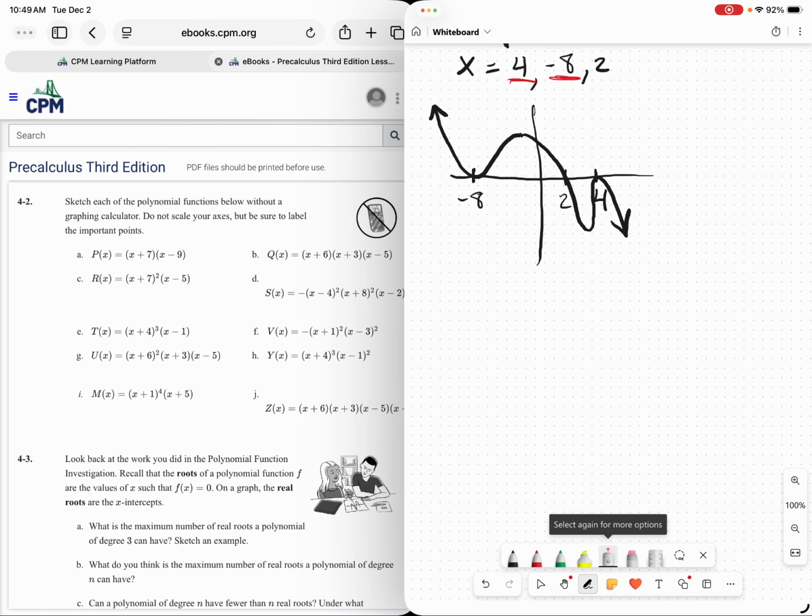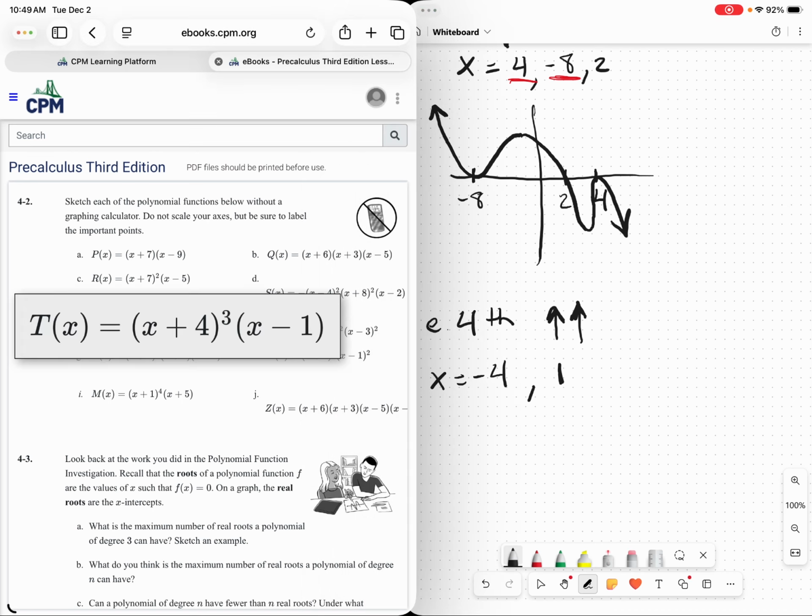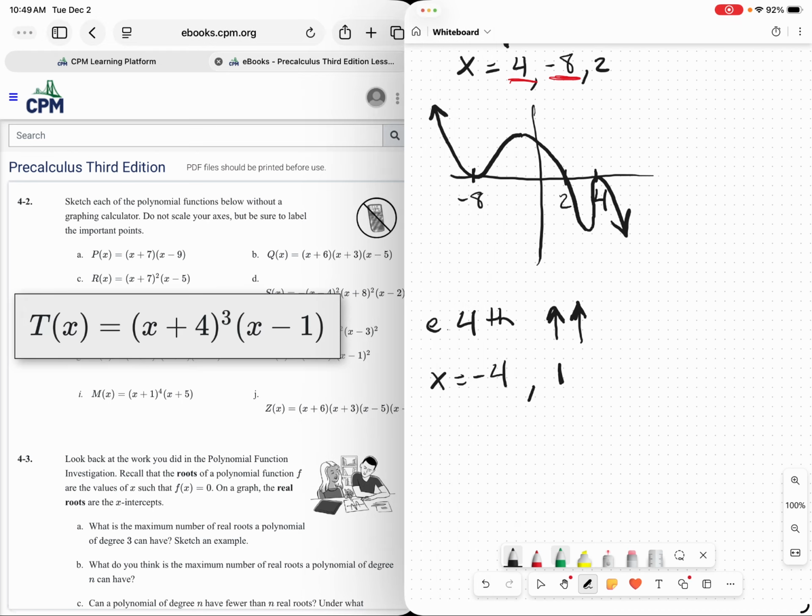So let's look at E. If you look at E here, we have a 4th degree. So that's the same in behavior. It's positive, so it's up, up. So we have up, up in behavior, right? Our zeros are at -4 and 1, right? But coach, it's cubed here.